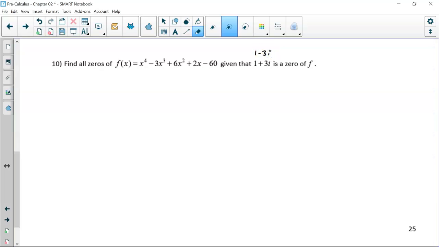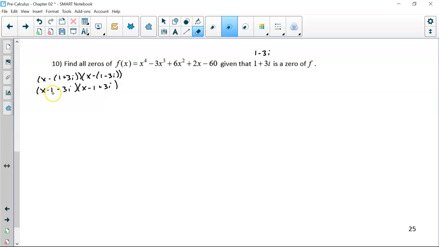Now, what we have to do is figure out what an actual factor would be. And to do that, we're going to find out what the polynomial would be where they have zeros of 1 minus 3i and 1 plus 3i. So x minus the quantity of 1 plus 3i is a factor. x minus the quantity of 1 minus 3i is a factor. So we get x minus 1 minus 3i, x minus 1 plus 3i.